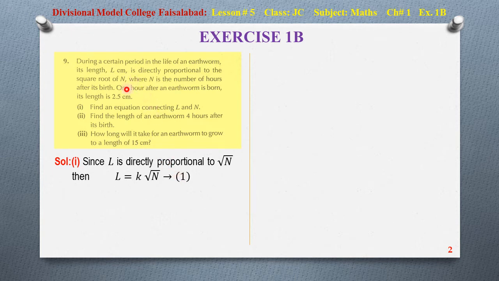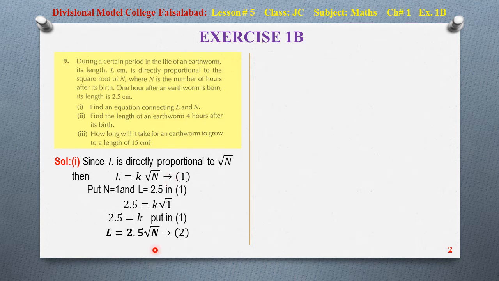Now, it is given that 1 hour after an earthworm is born, its length is 2.5. So initially after 1 hour the length of the earthworm is 2.5. We will put these values in equation number 1 and we will get the value of k. Square root of 1 is 1. So our value of k is 2.5. We will put this value of k in equation number 1, which will give us the answer of part 1, which is an equation connecting L and n.